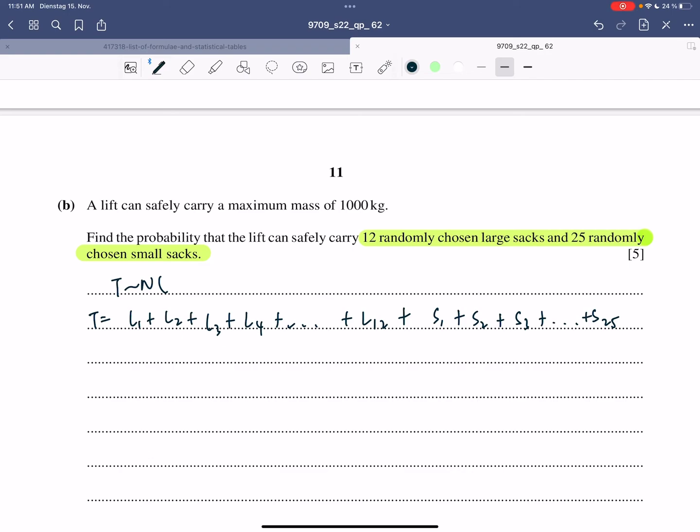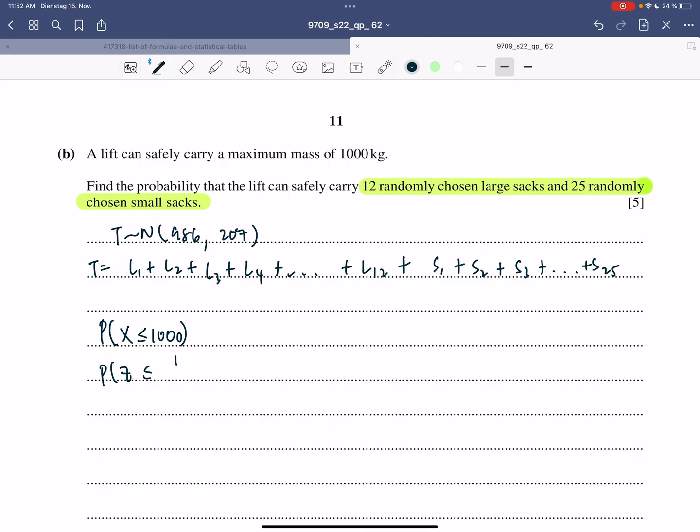So the mean will be just 53, we can just times by 12, or you can do it manually if you want, plus 14 times 25, you will get 986, and the variance you will get 11 times 12 plus 25 times 3, you will get 207. So since it should be safe, it should be like this, less than 1000. Let's standardize it. 1000 minus 986 over the standard deviation. Pressing into the calculator will give you 0.973. Do a simple sketch so that you won't make a mistake.